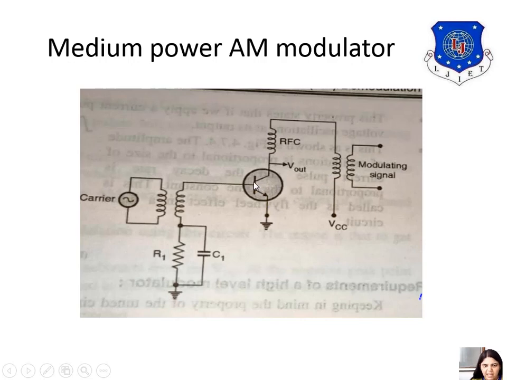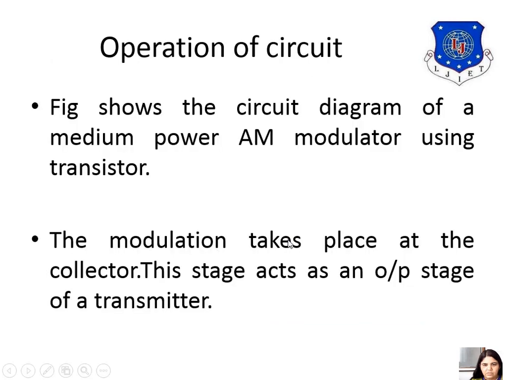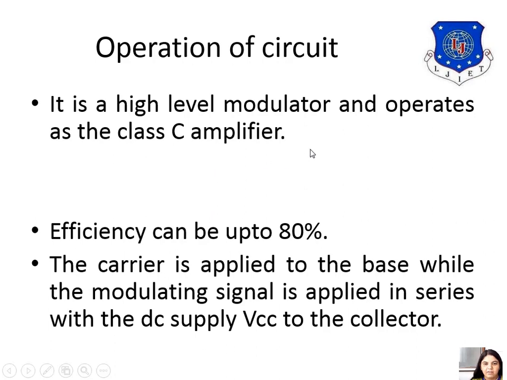Here this is the multiplier, which multiplies the carrier signal and the modulating signal, and the modulation takes place. So it is the medium power AM modulator. In the circuit diagram of the medium power AM modulator using a transistor, the modulation takes place at the collector. This stage acts as the output stage of a transmitter. It is a high level modulator and operates as a class C amplifier.